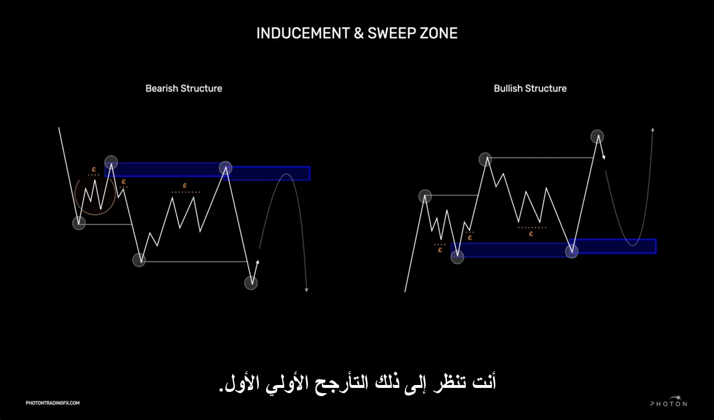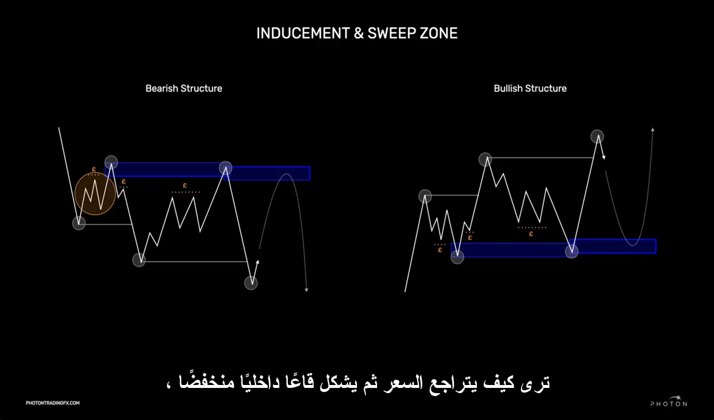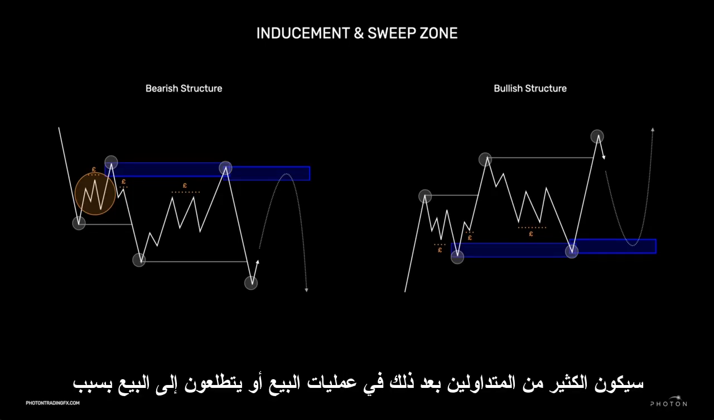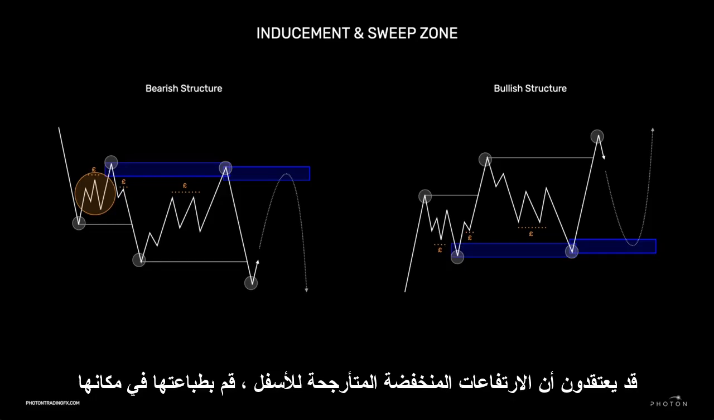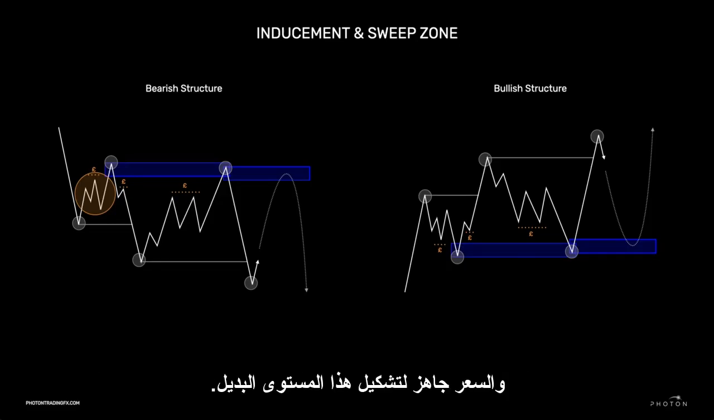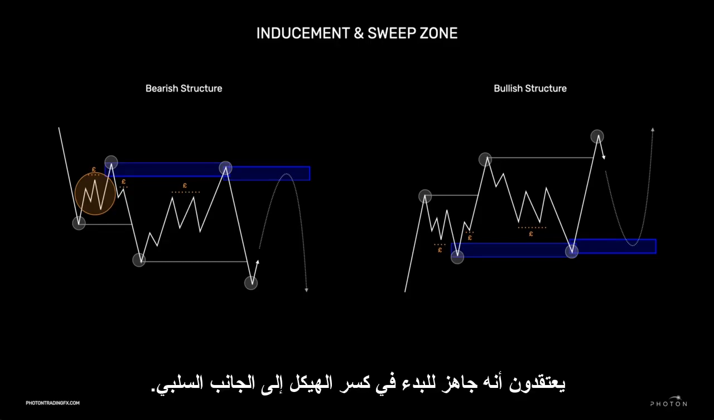So again, if you look at that first initial swing pullback here, in the orange circle, you see how price pulls back, then it forms an internal lower low. Right, so many traders would then be short or looking to get short because they may think that the swing lower high is now in place and price is ready to form that swing lower low, right? They think it's ready to start to break structure to the downside.